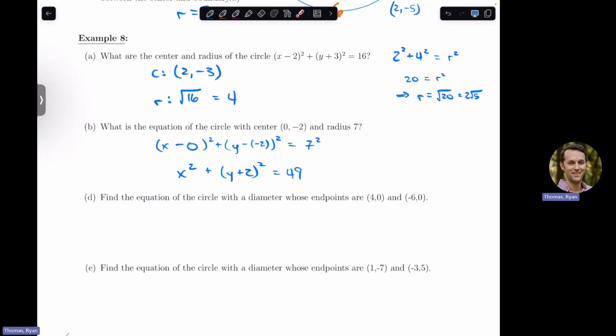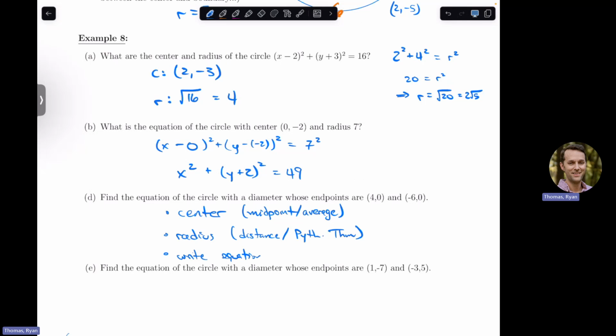Find the equation of the circle where the diameter's endpoints are here and here, or find the equation of the circle where the diameter's endpoints are here and here. We've got to do two things. We've got to find the center, given by the midpoint or the average. We've got to find the radius, which is the distance, which we can get from the Pythagorean theorem, and then write the equation. And similarly for the last one.